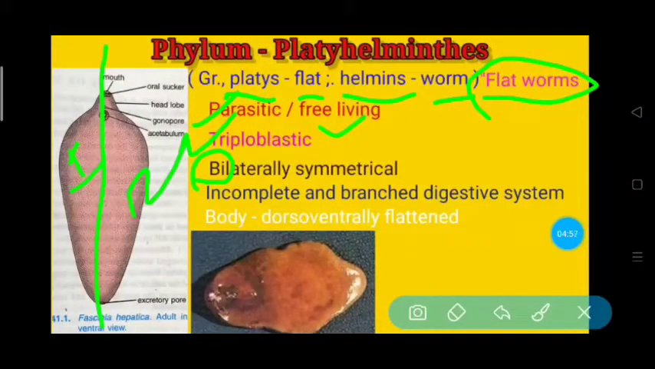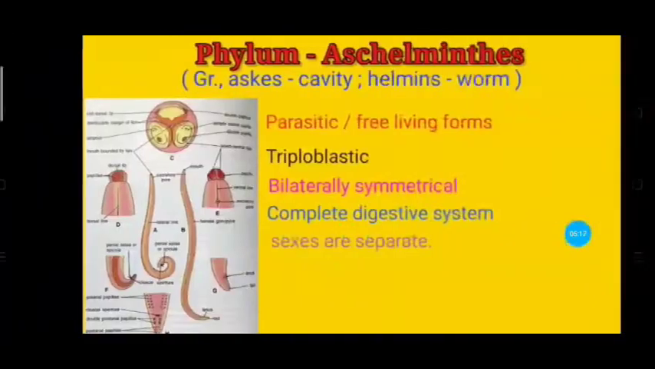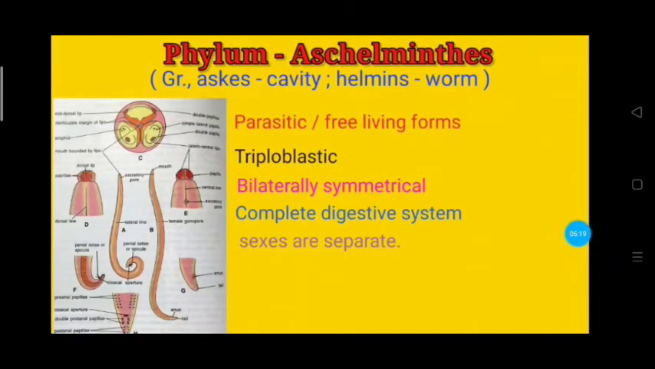They have an incomplete and branched digestive system. These animals are dorsoventrally flattened. Okay. Next phylum is Aschelminthes.